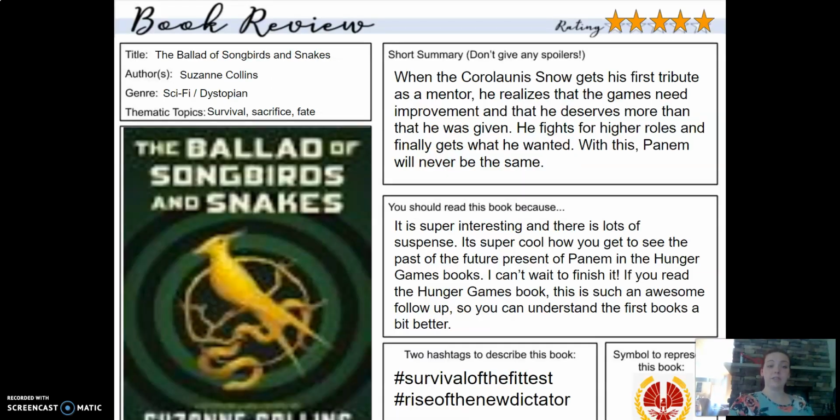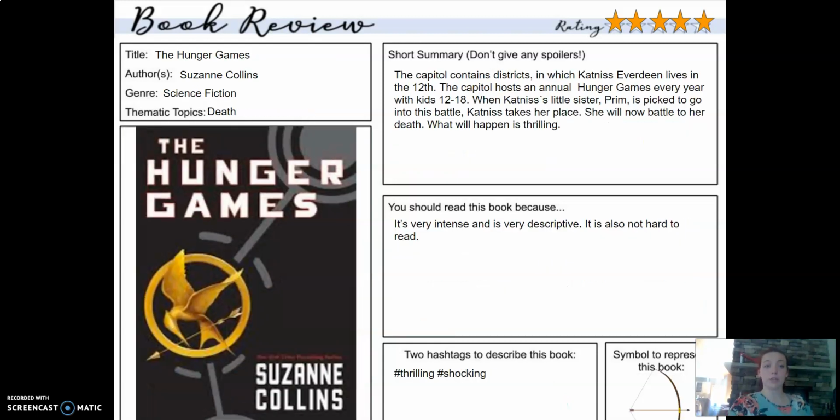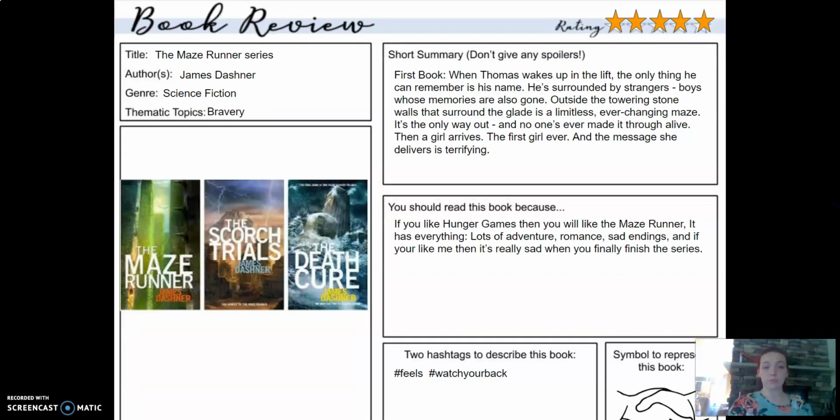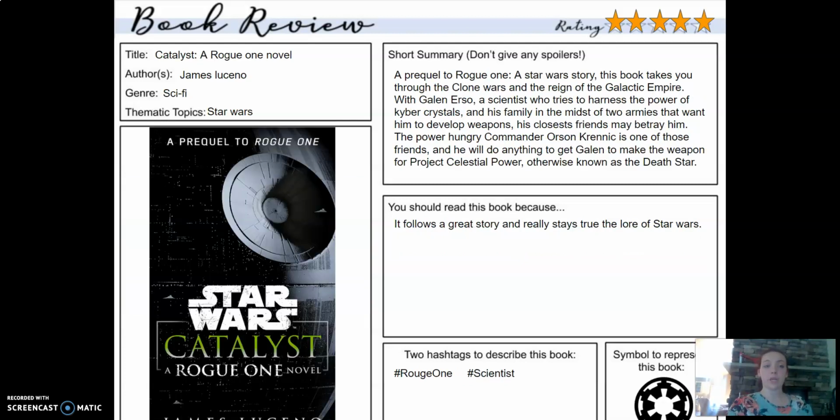Science fiction. So this was actually one of the books that we talked about earlier. This is the prequel of Hunger Games. This is The Ballad of Songbirds and Snakes. Hunger Games. And as stated before, this is actually the Hunger Games, so that was the book that came before it. After the Cure. The Maze Runner series. James Dashner did an awesome job with this series. It actually has become a movie as well. So this is a great one to do for summer reading. Catalyst, which is based on the Star Wars movies.